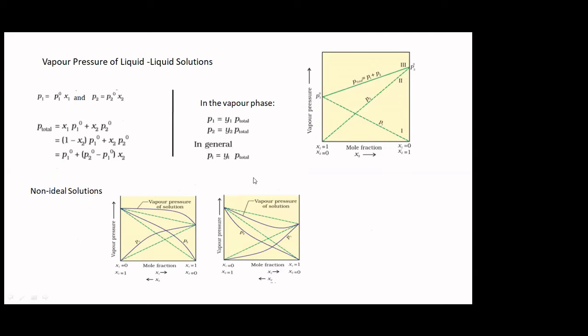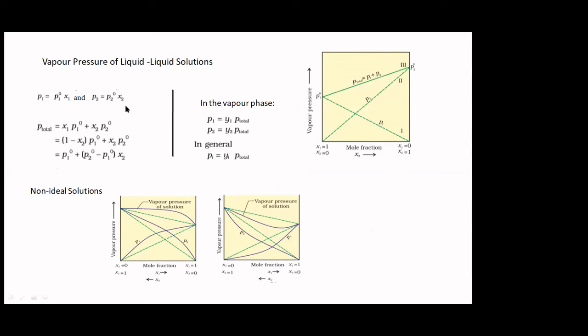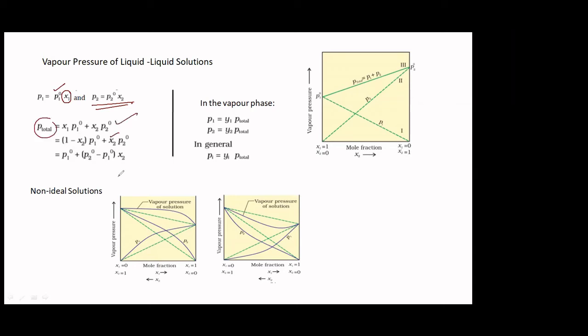Then vapor pressure. This is for liquid mixtures. Raoult's law for liquid mixtures is, that is, partial pressure of any one of the components is equal to its vapor pressure in the pure state into its mole fraction in the solution. Similarly, for the other component. Total vapor pressure, you are going to write it like this. When you substitute for the mole fraction of one of the two components, you will get this equation. P total is equal to this. Which means the total vapor pressure varies linearly with the mole fraction of any one of the components. That is how you are going to define that.